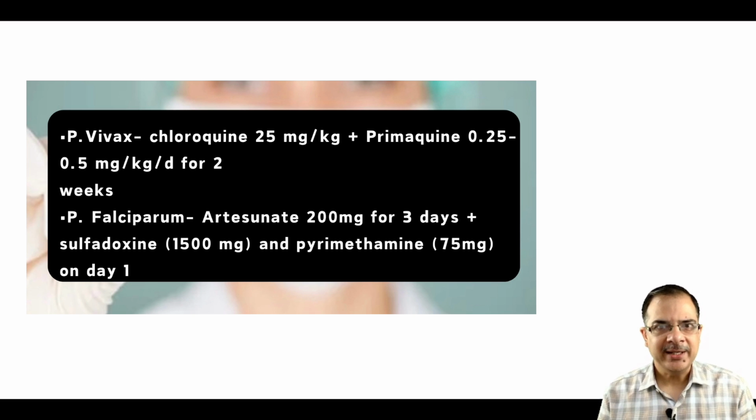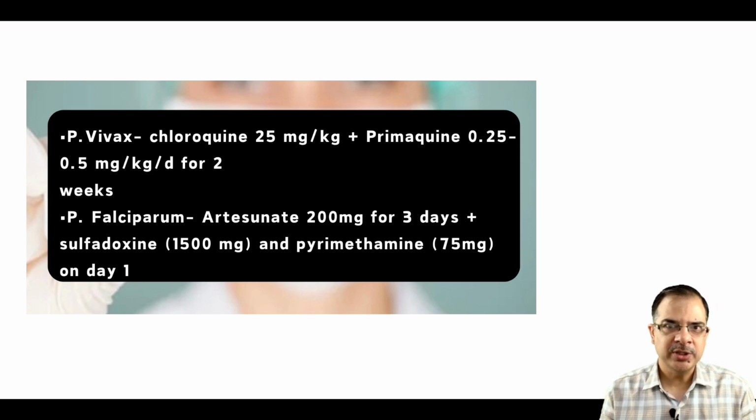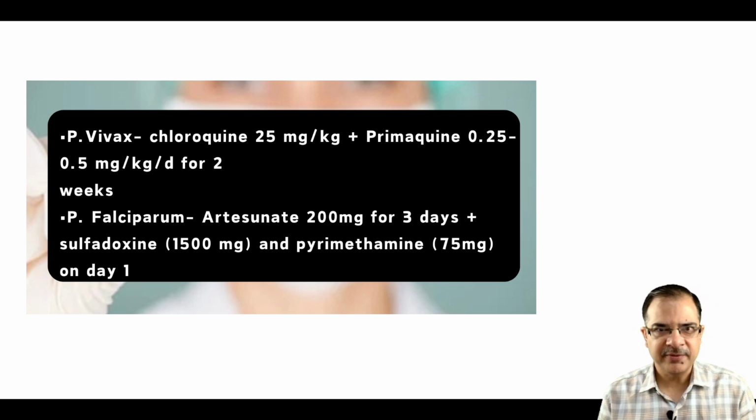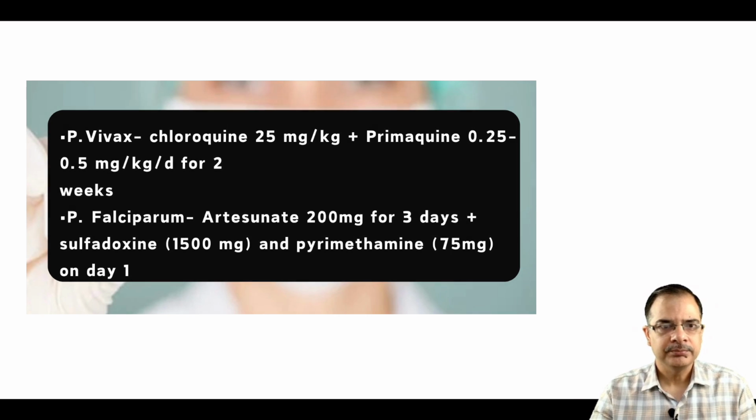Plasmodium falciparum is treated with artesunate. 200 milligrams OD for 3 days should be given. Along with that, sulfadoxine 1500 milligram and pyrimethamine 75 milligram on day 1. This is for adult patients, weight 50 kgs or more than that.